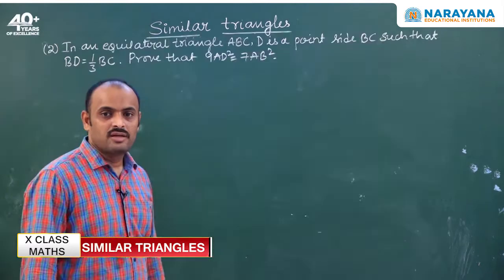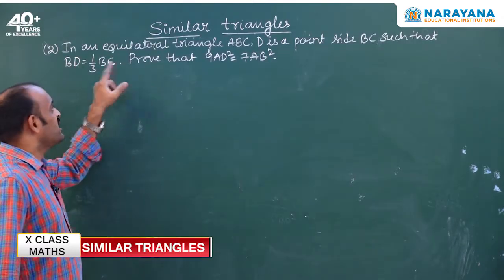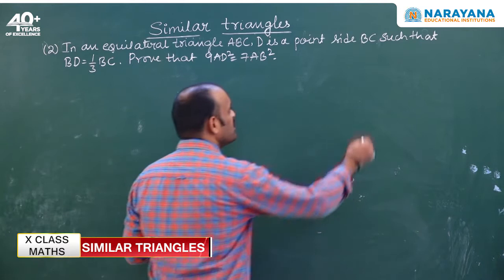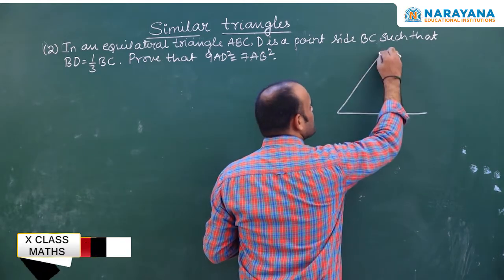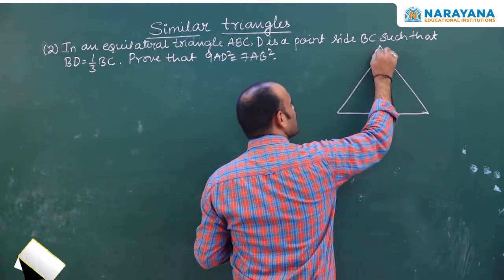Let's see one more example. Let's see the second question. In an equilateral triangle ABC, he has given that triangle ABC is an equilateral triangle.